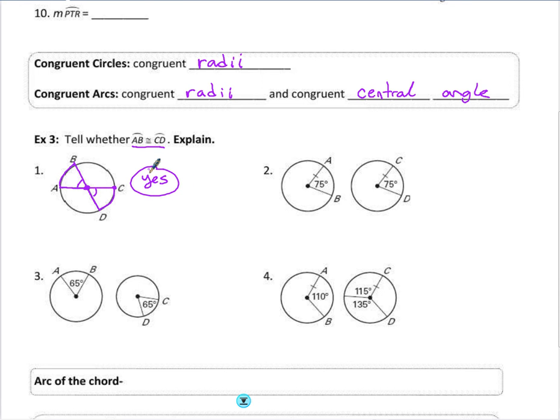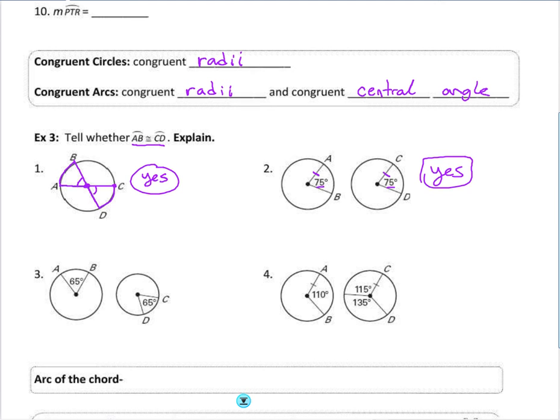Example 2, we have two radii that are congruent with those tick marks. Also, the central angles are both 75. So yes, these would be two congruent circles or arcs.